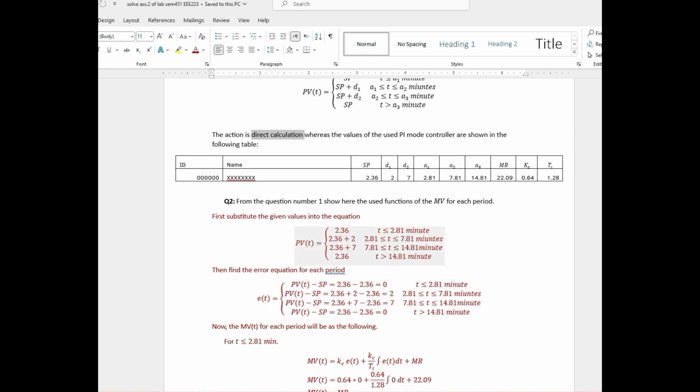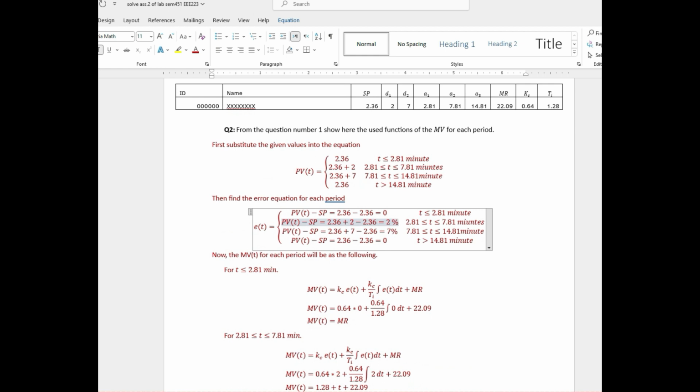Just substitute these values here in these equations and so on. I substitute the value for PV, which becomes PV minus set point, and it gives me 0. So there is no error for the first period. The second period error is 2%. The third period also gives me a percentage. Guys, the error here is in percentage, by the way.